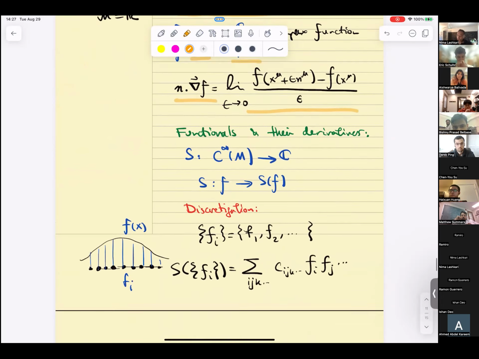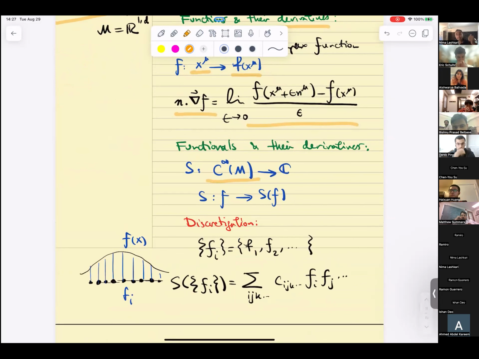Now, if you have a functional, as an input you take a smooth function, C infinity means smooth, on space-time. I say smooth because I want to take derivatives. And you send it to, say, complex numbers. So f goes to S of f.